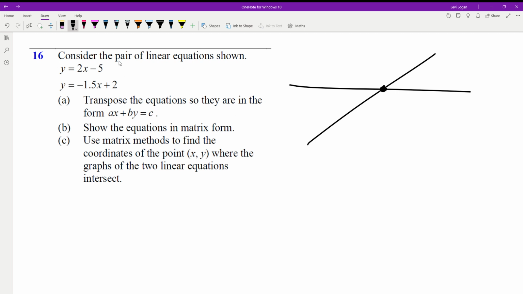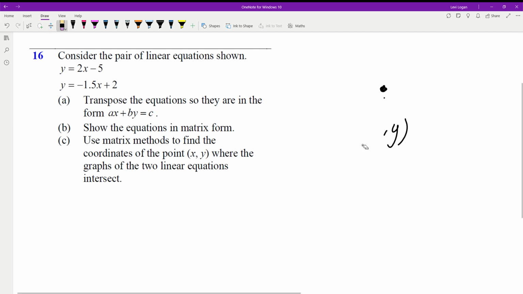However, specifically we need to solve this using matrices. But we know we do have a scenario where these lines are going to have a common point x and y where they both share that same value. So this question is set up quite nicely to show you how to do it. Here we transpose the equations so they're in this form here.